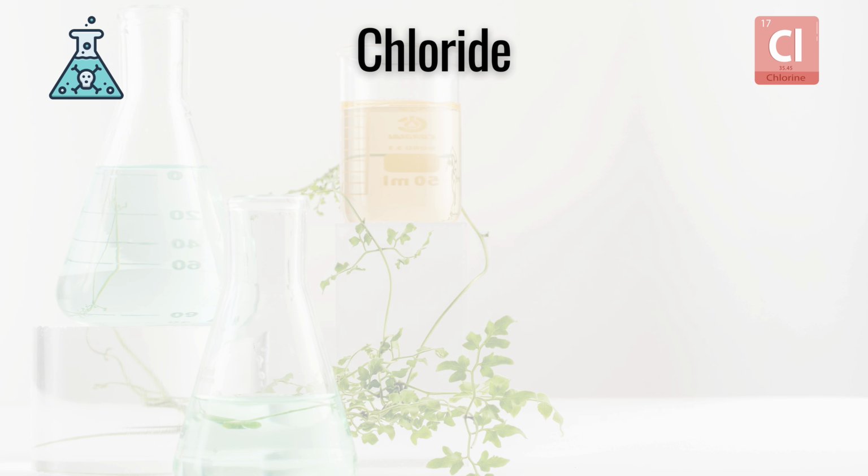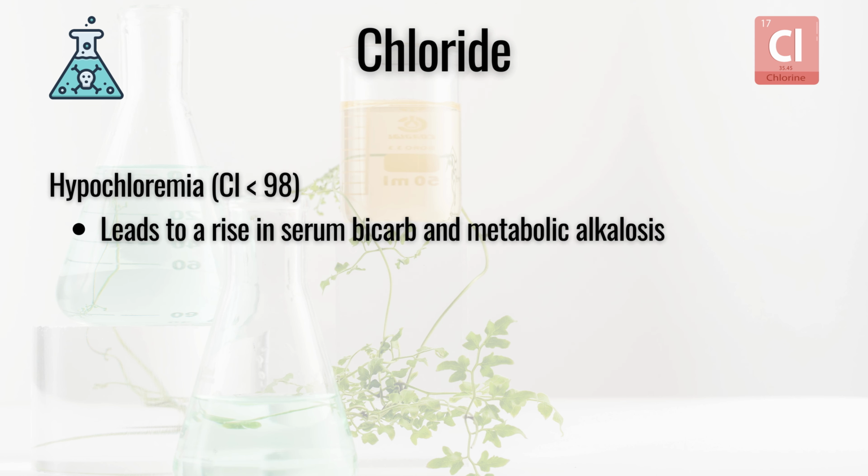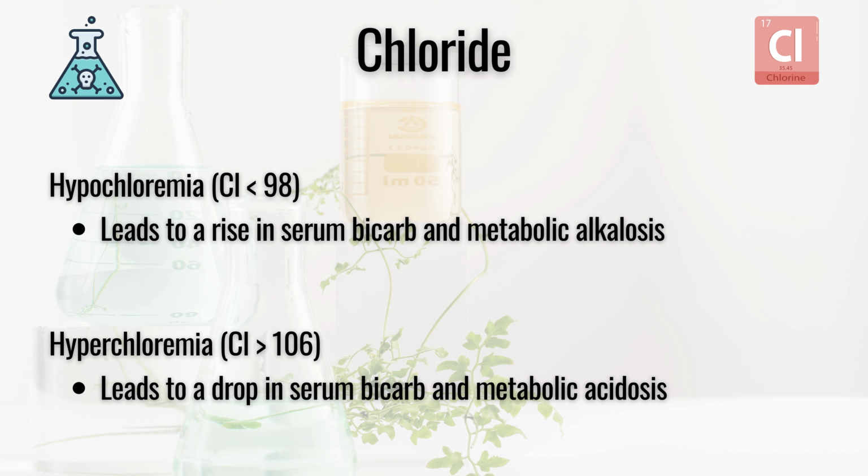If the chloride levels are low, also known as hypochloremia, this will lead to a rise in bicarb, since they are opposite, and create a metabolic alkalosis. Conversely, high chloride levels or hyperchloremia will push down bicarb levels, resulting in a metabolic acidosis.